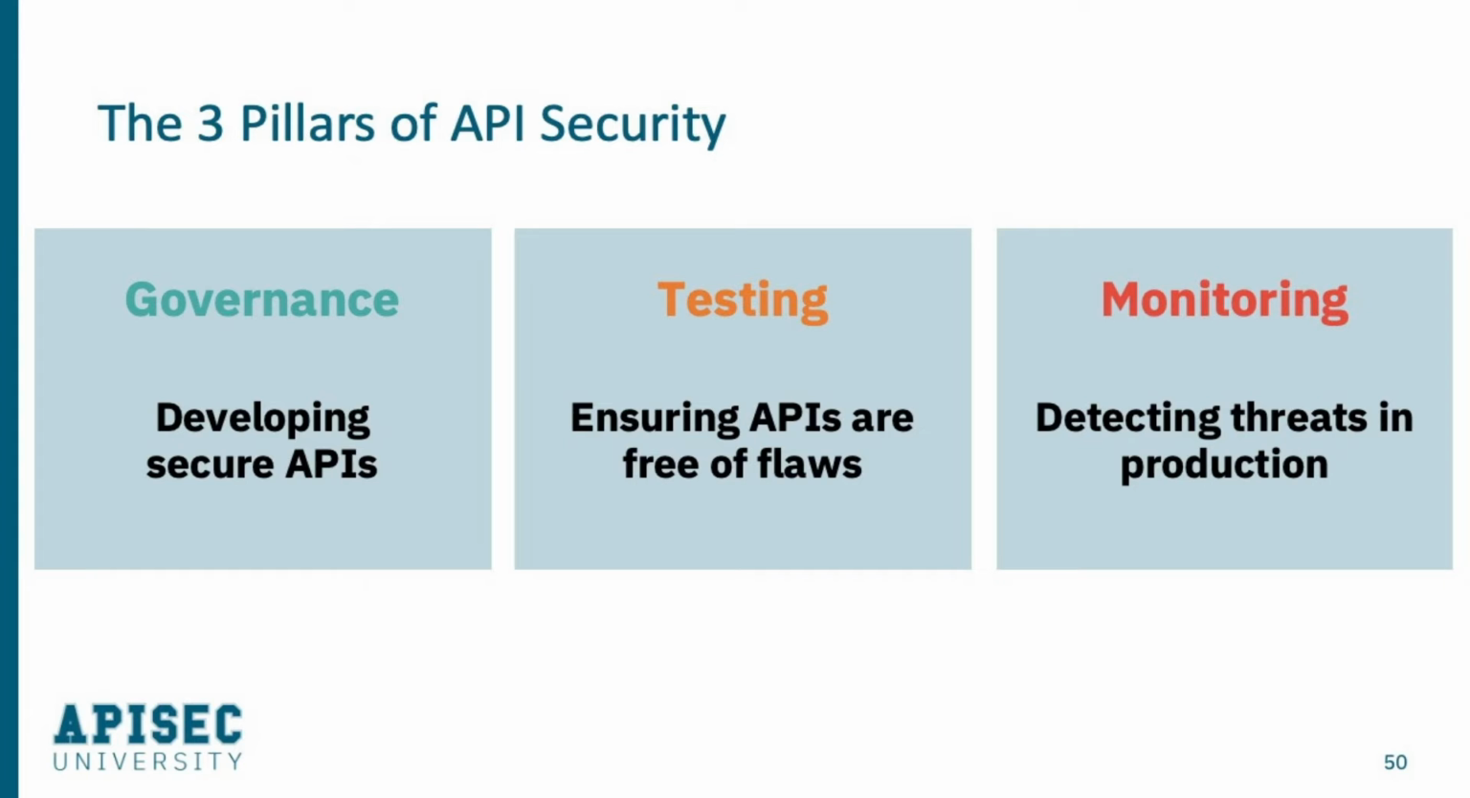Testing is really about ensuring that your APIs perform as expected and are also free of vulnerabilities or other flaws that can be exploited. And then monitoring is really about runtime monitoring of those APIs to make sure they're behaving as expected, there are no attacks in process that are succeeding, or other anomalous behavior on your APIs.